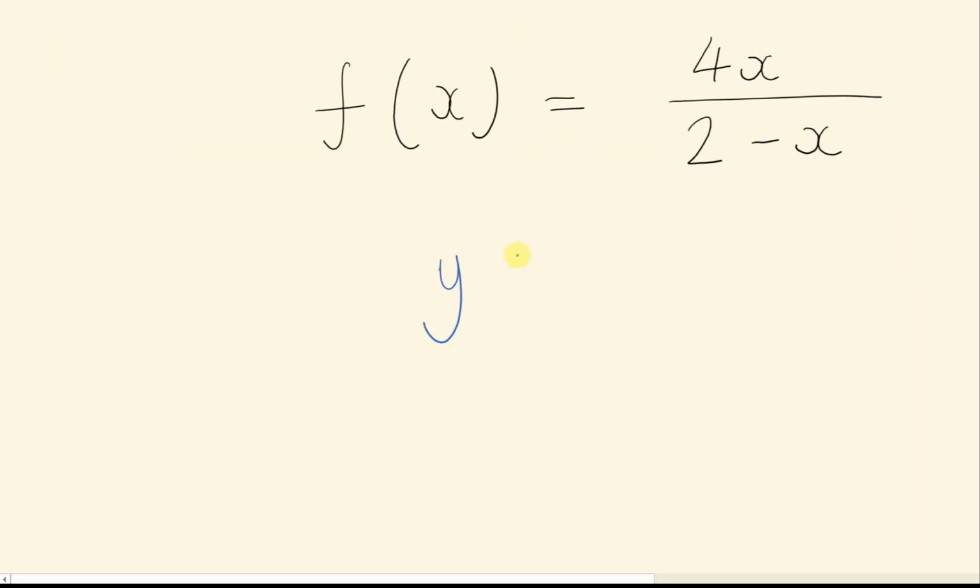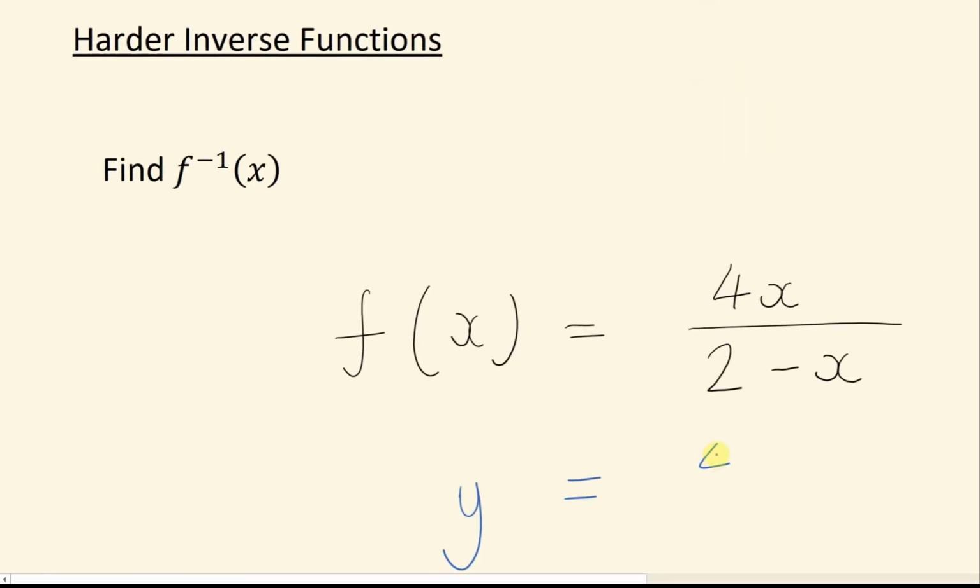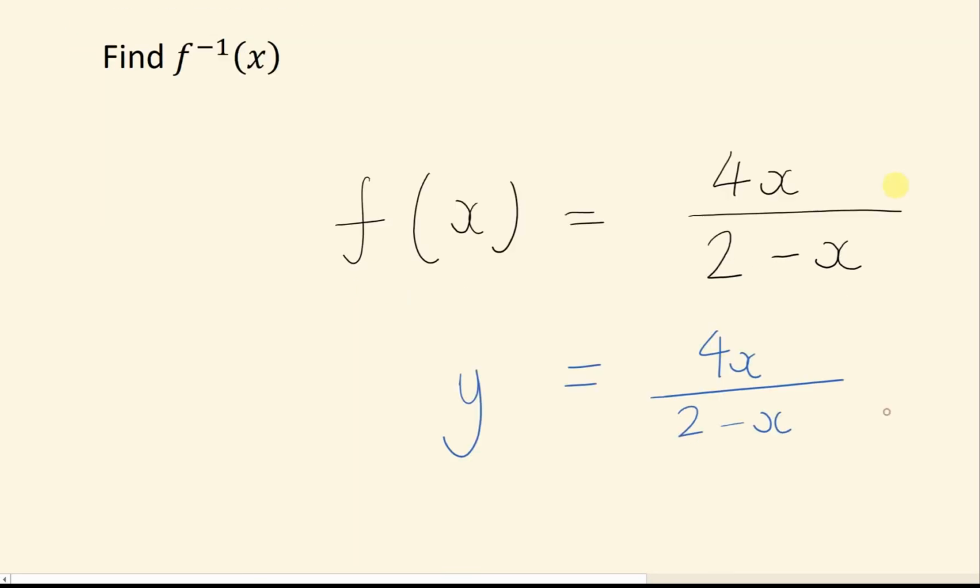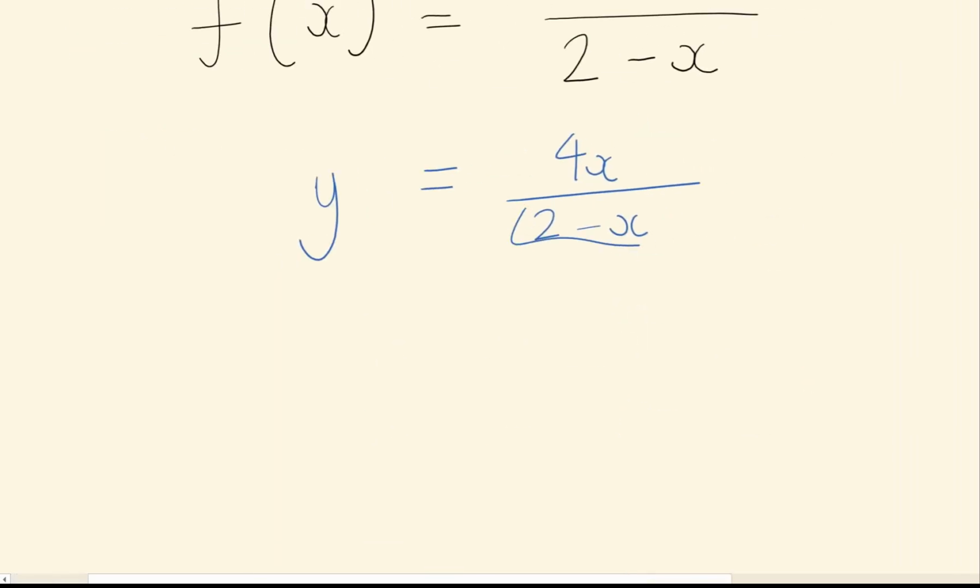So first step, we replace the f of x with a y. Next, we do not like having a fraction here. So the opposite of dividing by this stuff is going to be to times by it. Whenever we times by a group, we have to put it in brackets.